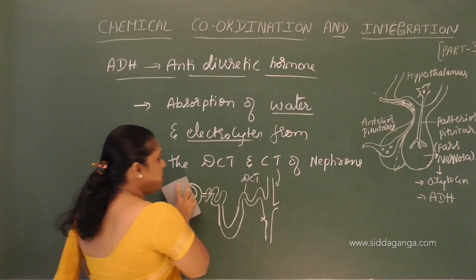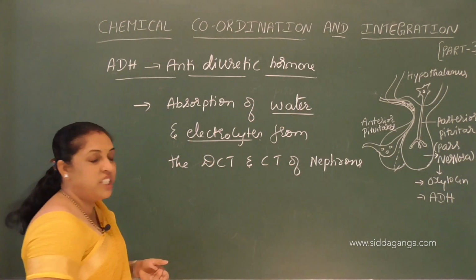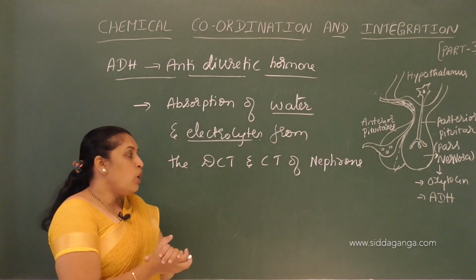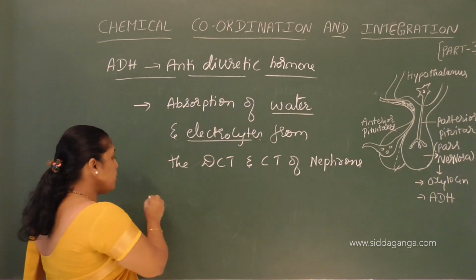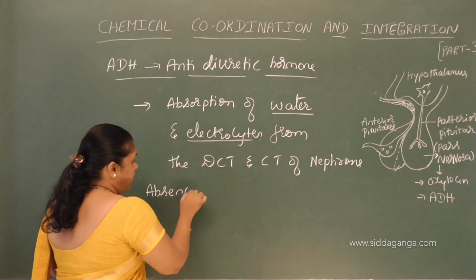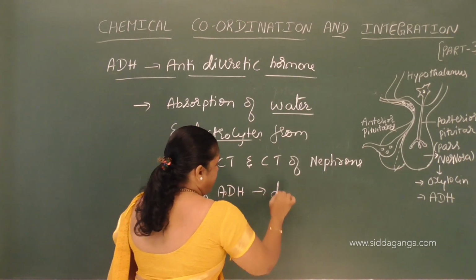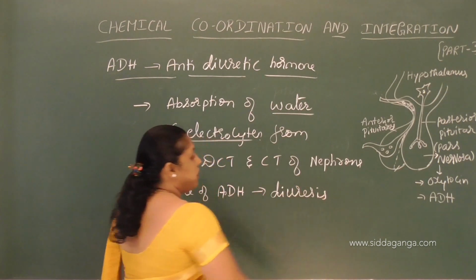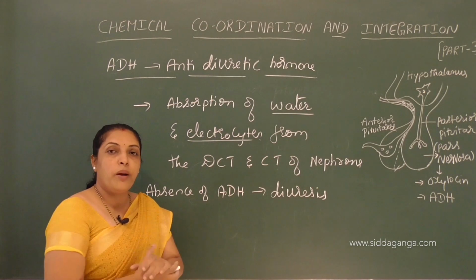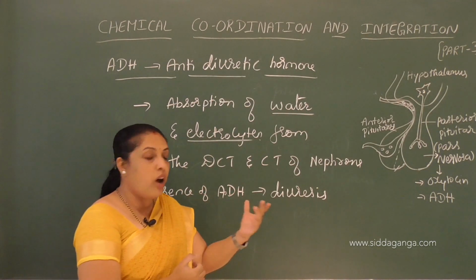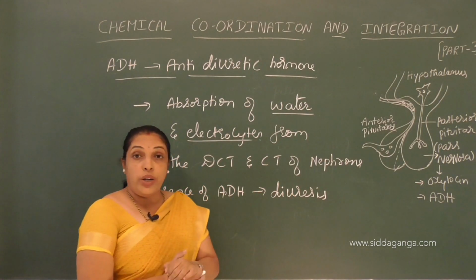Understood? By absorbing water from the DCT and CT, it prevents the loss of water. In the absence of ADH, we see a condition called diuresis, that is, frequent passage of urine, called polyuria. That occurs mainly due to the absence of antidiuretic hormone.